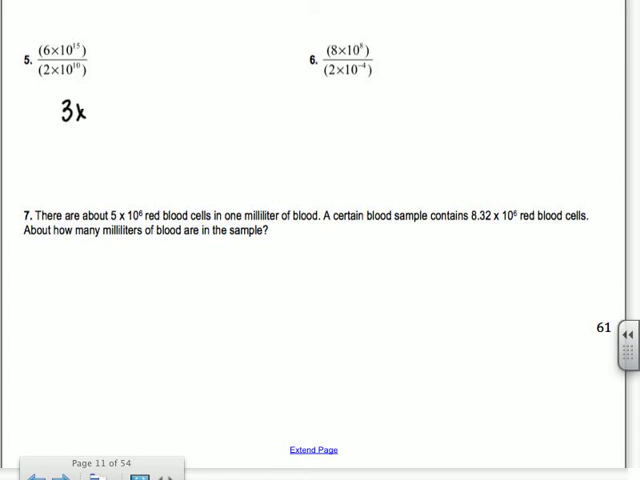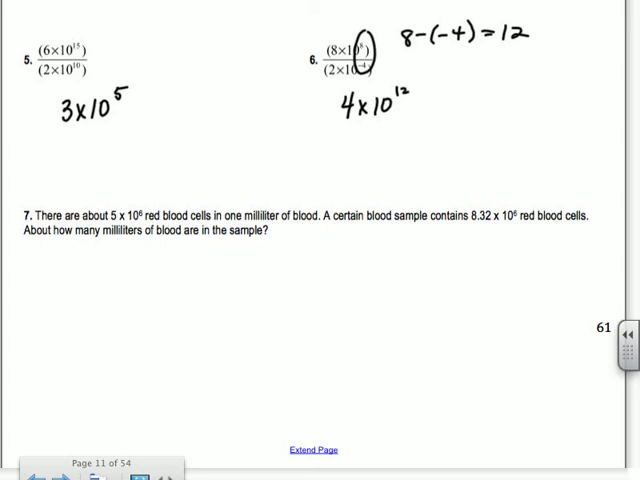Okay, so the next one, what's 5 going to be? 3 times 10 to the 5th. And 6 is 10 to the what? 12th, right? You subtract your powers. So you'd have 8 minus a negative 4. So that'd be 12.